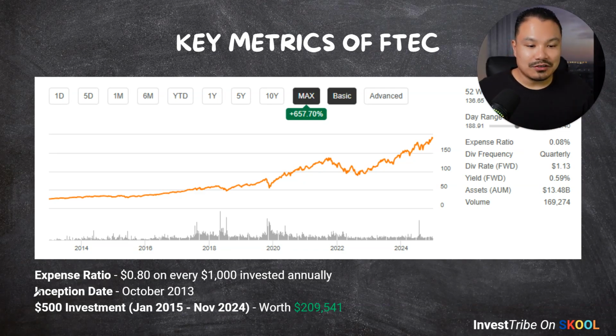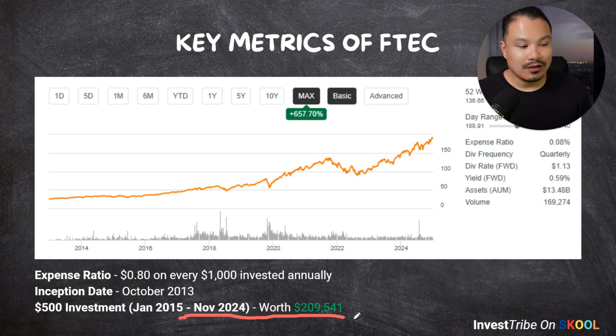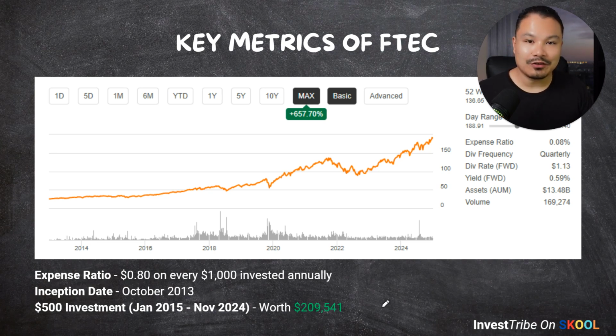Okay. So just because it's fun to see dollar amounts. If you invested $500 starting in January of 2015, and you held it all the way till November of 2024, it would be worth $209,000. All right. And that's over a span of 10 years. And that's only if you kept putting $500 every single month into the ETF. So that's pretty cool. That is a lot of money, especially in 10 years. You can only imagine what the next 10 years would look like if you kept putting $500 every single month.